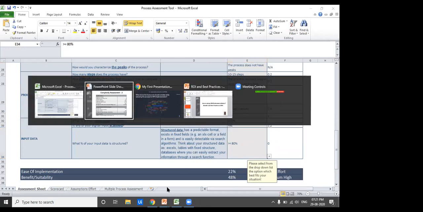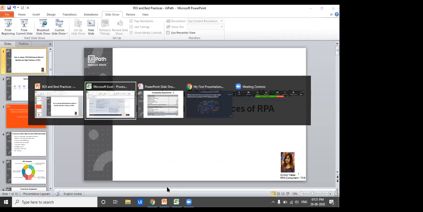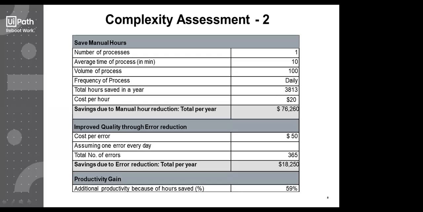Coming back to the presentation. Okay, so we saw how to assess the complexity of a single process. Even if you have to assess the complexity of multiple processes, there is this tab in the process assessment tool by UiPath where you can put in the values of multiple processes also and get your complexity calculated.